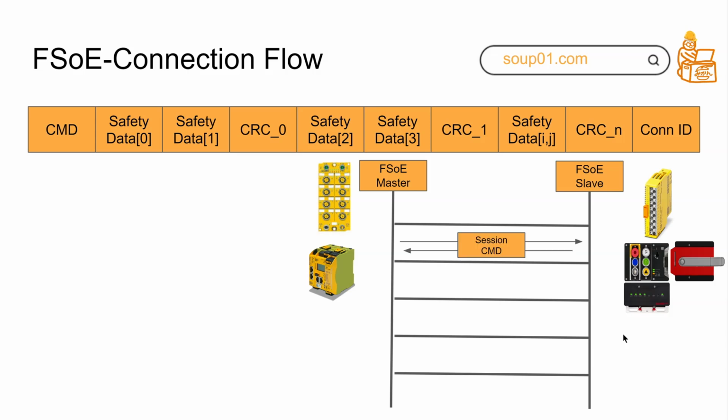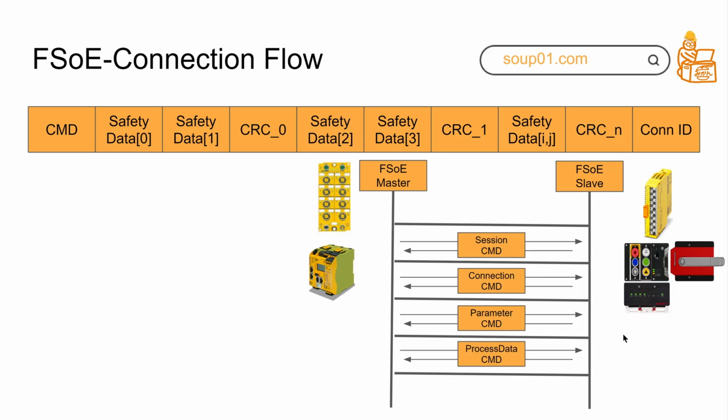Then you have a session command. The session command tells the other side, hey, this connection is not the same as before, please take a new one. And then you have a connection command. In the connection command, they exchange the FSoE address and the connection ID. Then you have the parameter command, to exchange the watchdog and safety application parameters. Then finally you have the process data command to exchange the IO data.